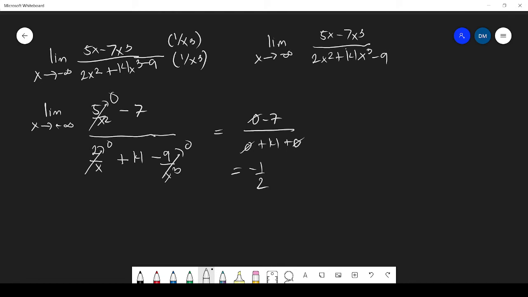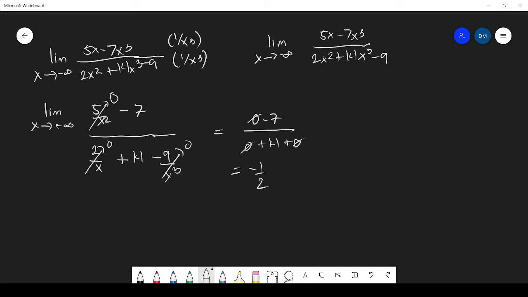Negative infinity. So, ano yung pwede nating shortcut dito? Ang gawin natin, tingnan natin, class, kung meron tayong parehas na degree ng x doon sa numerator and the denominator natin. So, meron. In this case, sa taas, that's 7x cubed. Sa baba, that's 14x cubed.